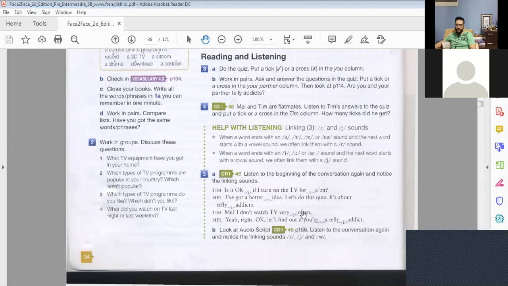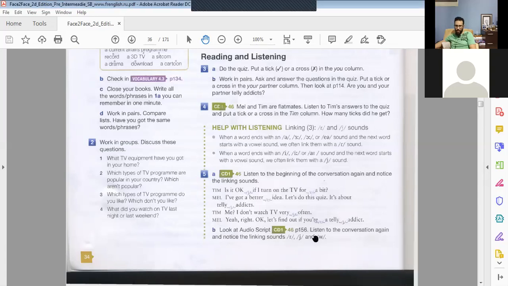Okay, is it clear? Yes. So here they want us to listen to the conversation again and notice the linking sounds. I don't think it's necessary, to be honest. Do you want to do it? Would you like to do it, or should we move on? Okay, we do it. All right.